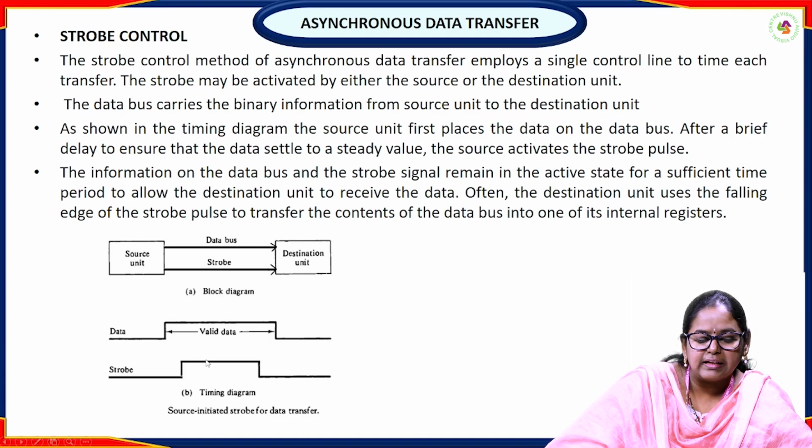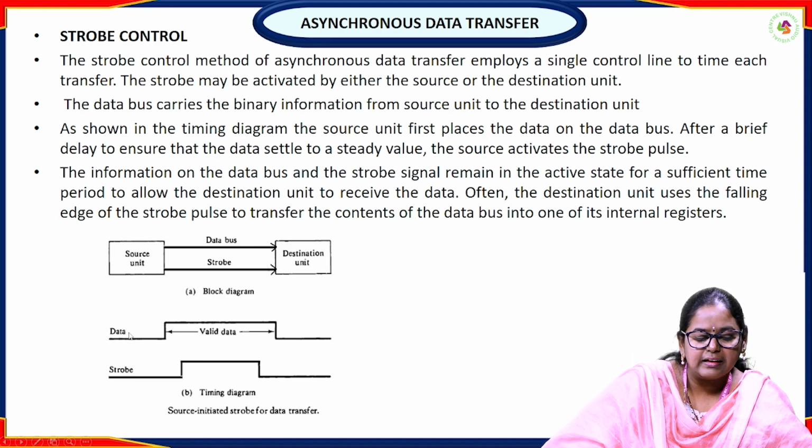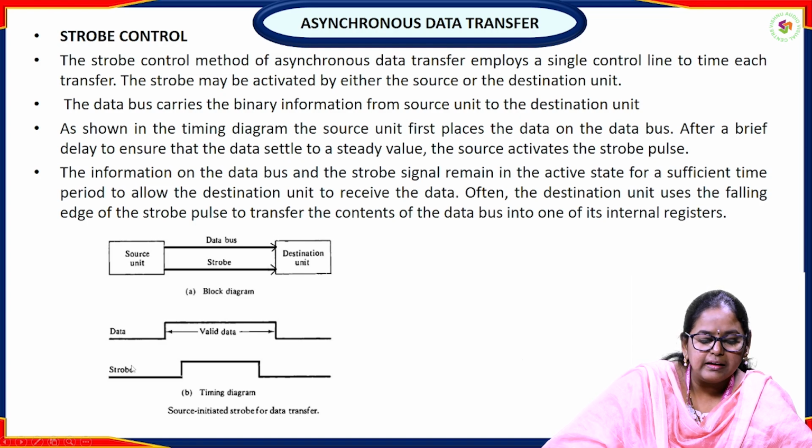And when we go with the timing diagram, you can see how exactly the steps are going on. The first thing is that the valid data is placed over the data bus. It is represented through the rising edge of the pulse here, and after that the strobe pulse is enabled, which you can see through the rising edge of the strobe pulse, and both remain in the high state for some time. So the destination unit accepts the data.